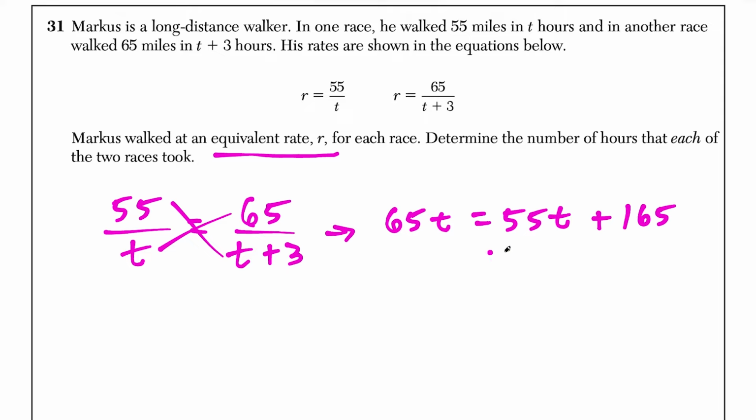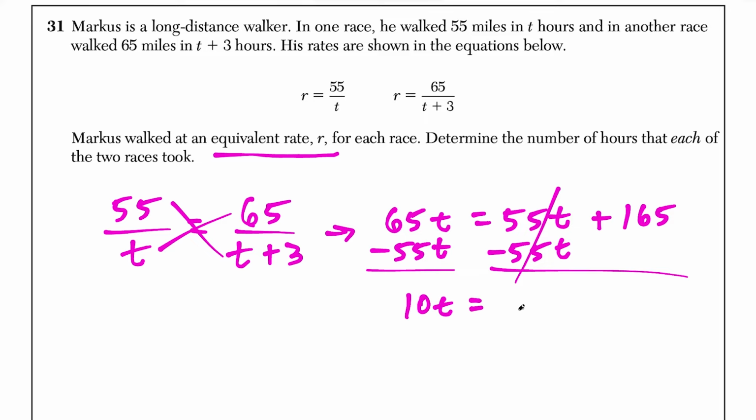And now from here, we just subtract 55T on both sides. And let's see what we have next. So we have these terms canceling. We have 10T equals 165. And we divide both sides by 10. From here, this tells us T equals 16.5.